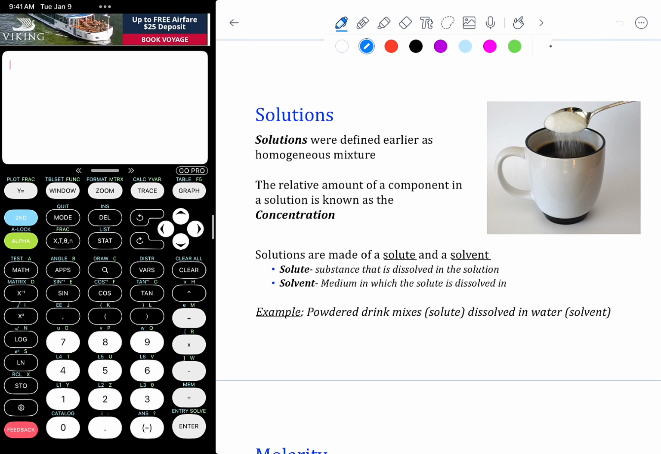An example of this is powdered drink mixes, which would be considered your solute, which would then be dissolved in water, which is your solvent. You could also see this as putting sugar in your coffee.